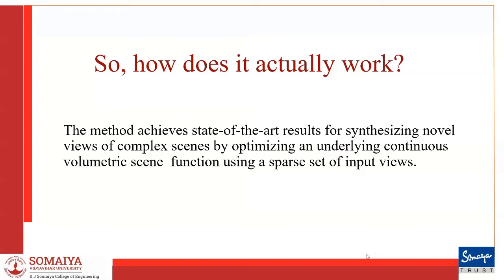And it creates a model by optimizing an underlying continuous volumetric scene function. So what is this last thing? We'll go over this later on, and we'll understand what it actually means. Now, I had mentioned earlier that this differs from the regular approach to deep learning. So how is it different to that?